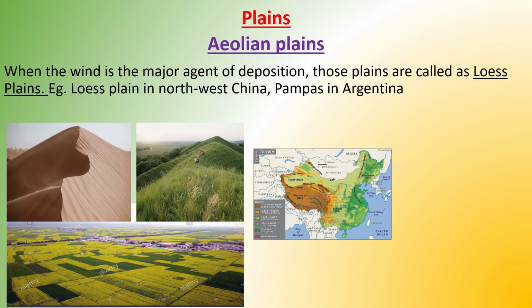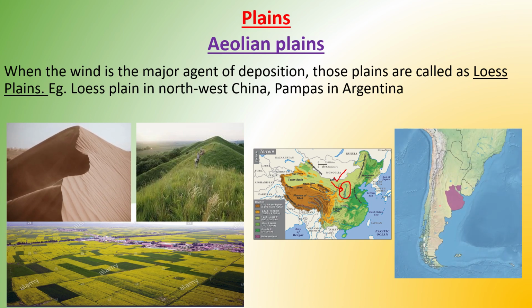Here in China, from the Gobi Desert, the loess deposit takes place to the Hwang Ho Basin, and then we are getting highlands of loess plateau and lowlands of loess plains in the Hwang Ho Basin. In Argentina, the Pampas area is also having loess deposits that are coming from the Patagonian deserts.